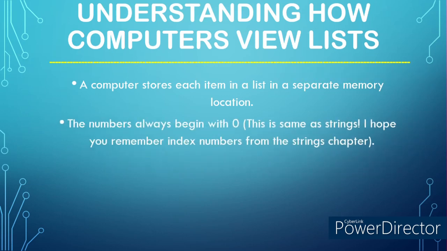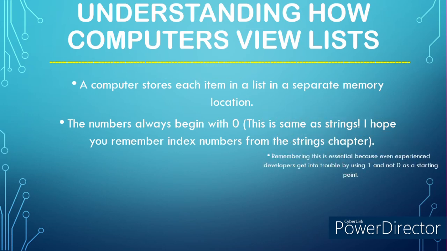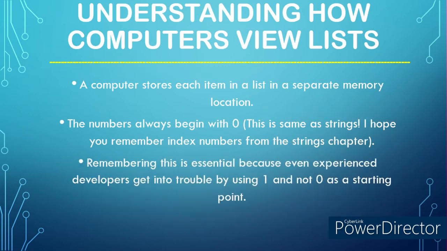The number begins with 0, not with 1 as you might expect. Each mailbox receives the next number in line. A mail holder with the months of the year would contain 12 mailboxes. The mailboxes would be numbered from 0 to 11, not 1 to 12 as you might think. Getting the numbering scheme down as quickly as possible is essential because even experienced developers get into trouble by using 1 and not 0 as a starting point at times.